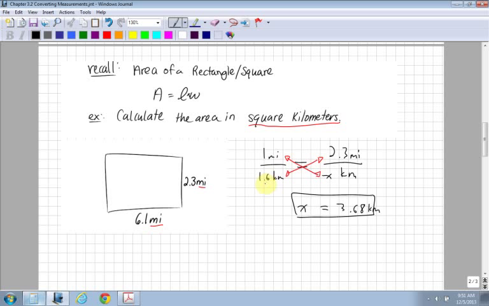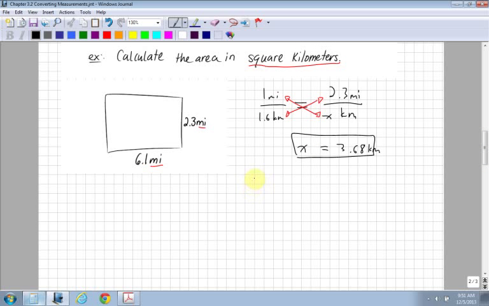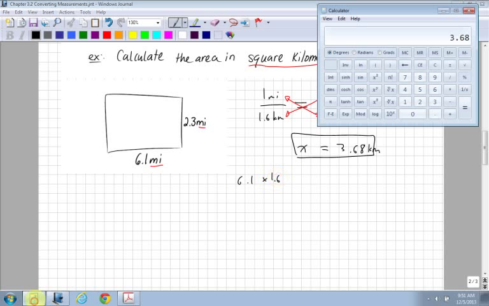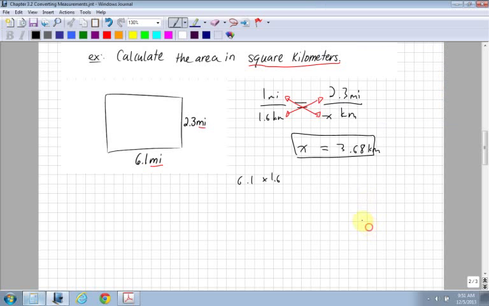If you noticed, what I did was I basically just ended up multiplying by 1.6. Because I know that there's going to be more kilometers in a mile, because a mile is a larger form of measurement, it's going to take more kilometers to equal the same amount of miles. So I basically just can take 6.1, multiply it by my 1.6, and I get my 9.76. So now I've converted each one of these. 2.3 is now 3.68 kilometers, and 6.1 is now 9.76 kilometers.